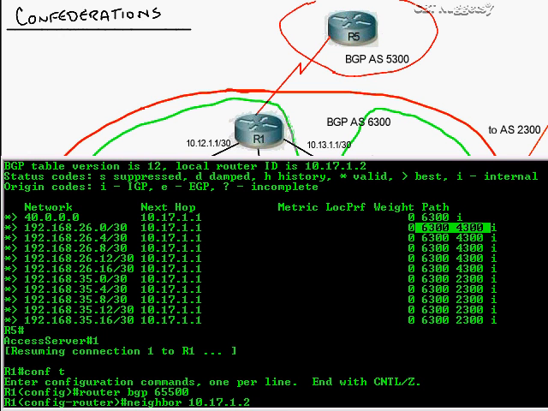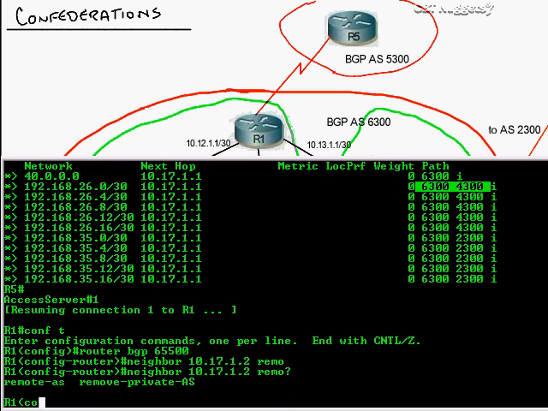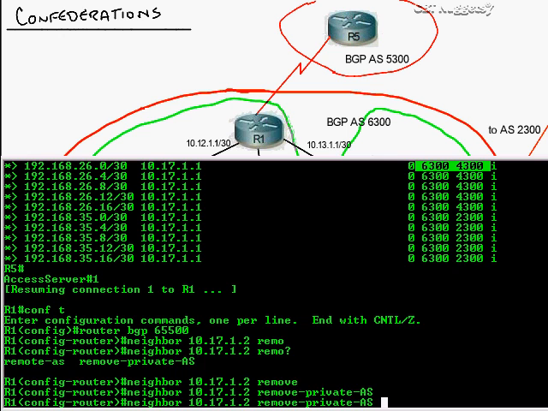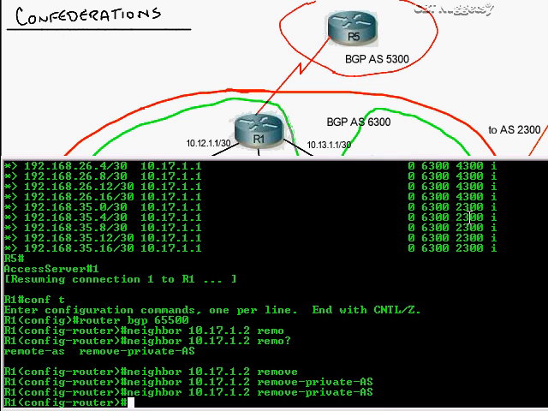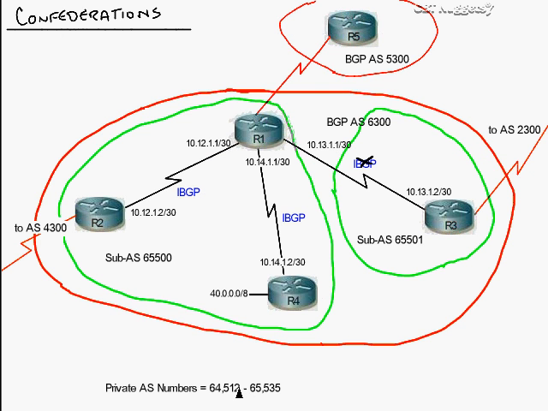10.17.1.2, and here's the command. It's pretty logical. Remove private autonomous system. Enter. So if it didn't do it automatically for us, typing in this command would ensure that all autonomous systems that are considered from that private range, 64512 through 65535, this range right here, will be removed as soon as it starts communicating outside of that autonomous system.